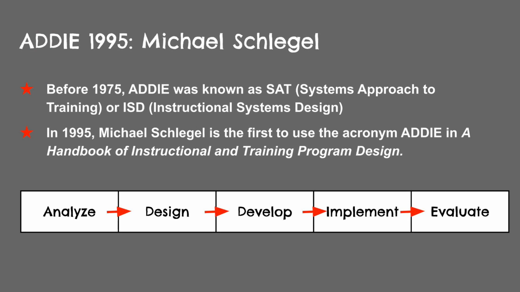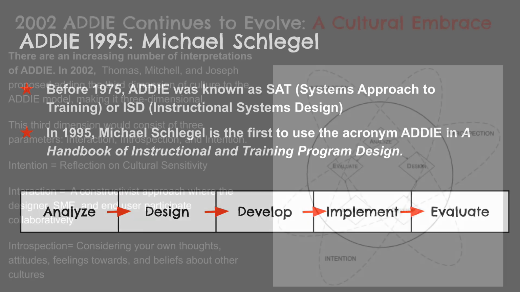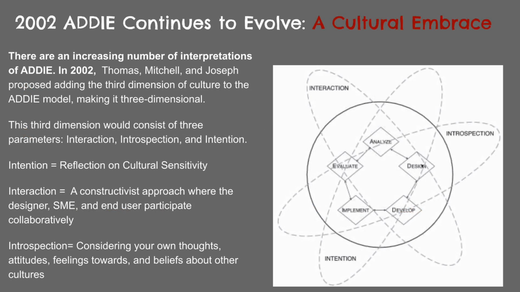Before 1975, ADDIE was known as SAT, Systems Approach to Training, or ISD, Instructional Systems Design. In 1995, that's just 1 year after Kemp published his model, Michael Schlegel is the first to use the acronym ADDIE in a Handbook of Instructional and Training Program Design. ADDIE stands for Analyze, Design, Develop, Implement, and Evaluate. When studying instructional design, you will notice an increasing number of interpretations of ADDIE.